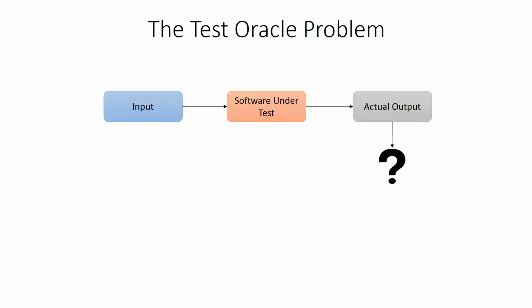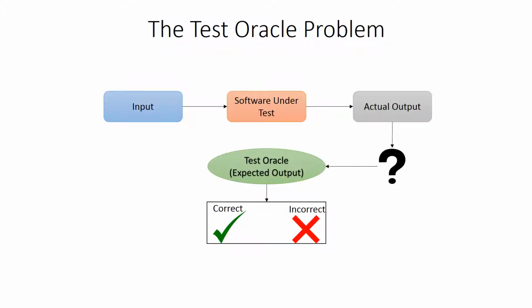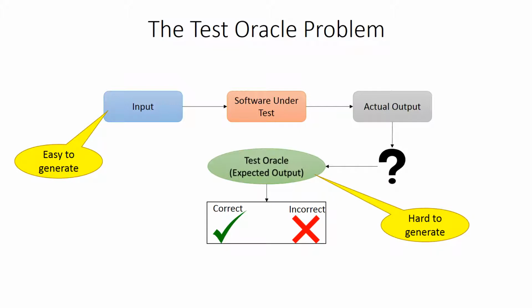Given a software under test that takes some input and produces some output, we need a test oracle to verify if the produced output is correct or incorrect. Even today, with the state-of-the-art test generation tools, it is relatively easy to generate test inputs, but it is hard to generate test oracles. And this is called the test oracle problem.